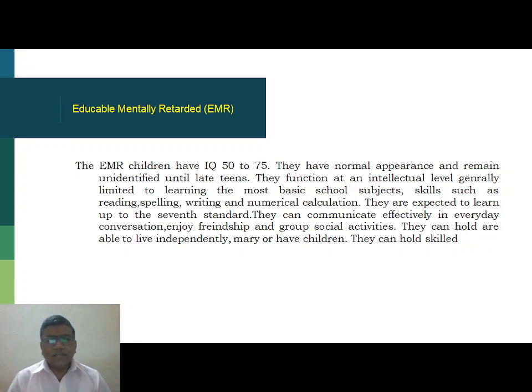Educable mentally retarded, that is EMR, is a short form of educable mentally retarded. These children have IQ 50 to 75. They have normal appearance and remain unidentified until late teens. They function at an intellectual level generally limited to learning the most basic school subjects, lacking skills such as reading, spelling, writing, and numerical calculation. They are expected to learn up to the 7th standard.